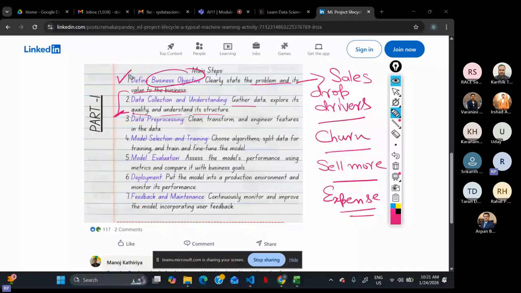We will not spend too much time on this in this particular module. This will be covered in some other modules, or we've already covered it to some extent in the previous modules. Then you clean, transform, and engineer features. This is data pre-processing, which we have already spoken about earlier. And then comes model selection and training. So how do we select the model?